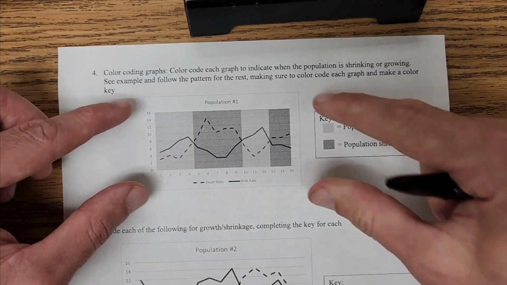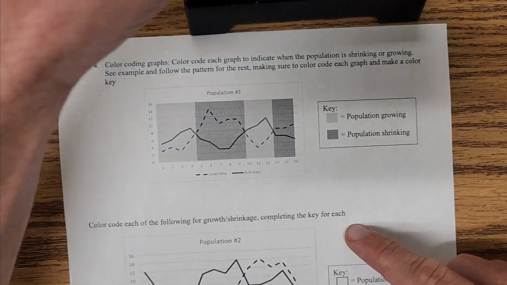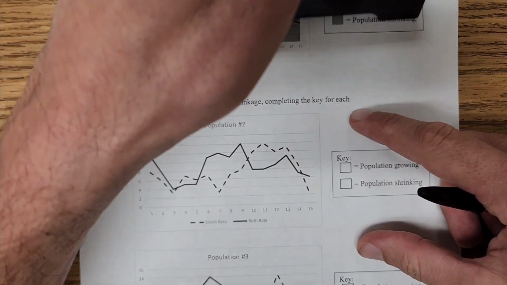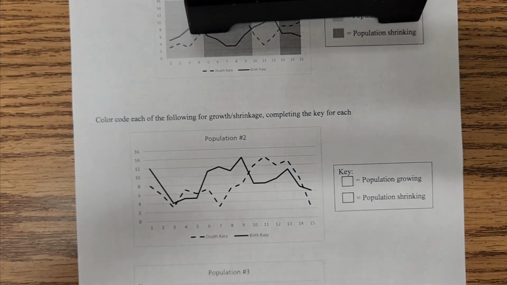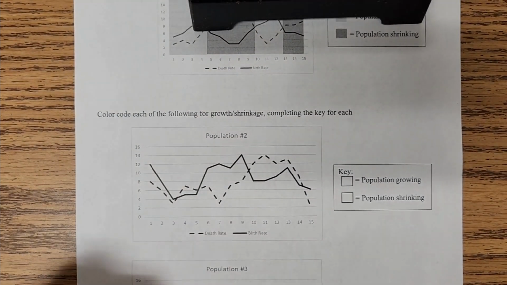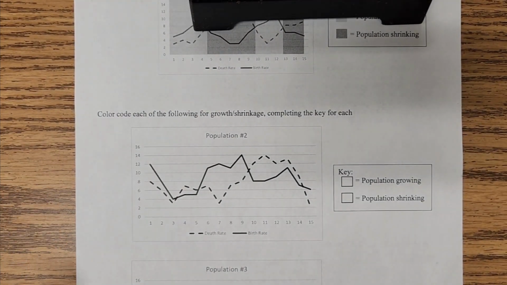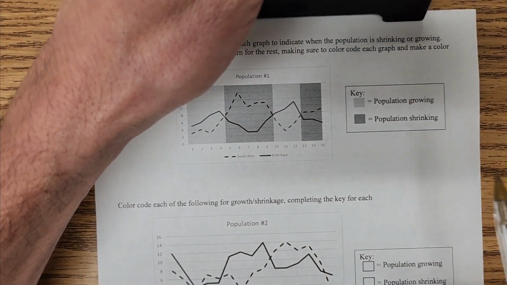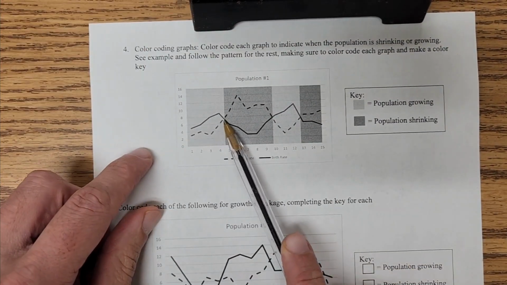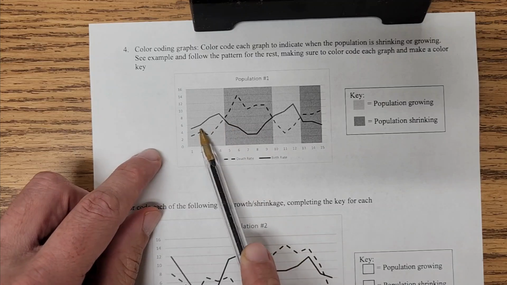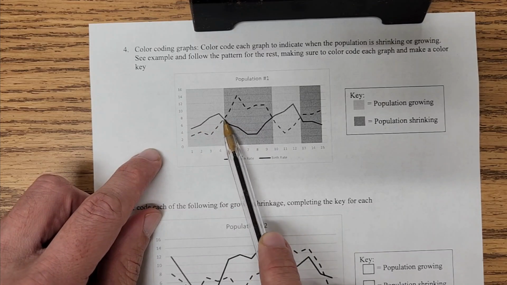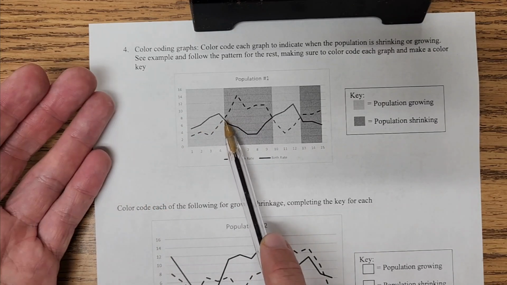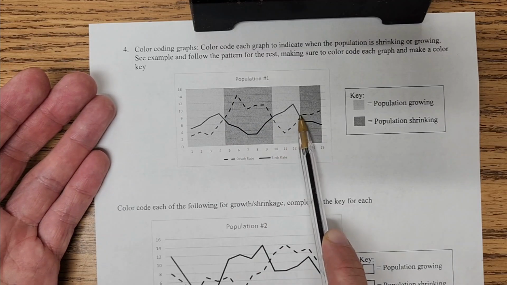You're going to take this same idea and apply it to these graphs down here. We're going to color code these. So I'll show you one, you can do the other. In order to do that, one thing that's kind of helpful to notice, check this out. Do you notice that wherever the lines cross, it changes from one color to the other? Because whenever the lines cross, it goes from either shrinking to growing or from growing to shrinking.